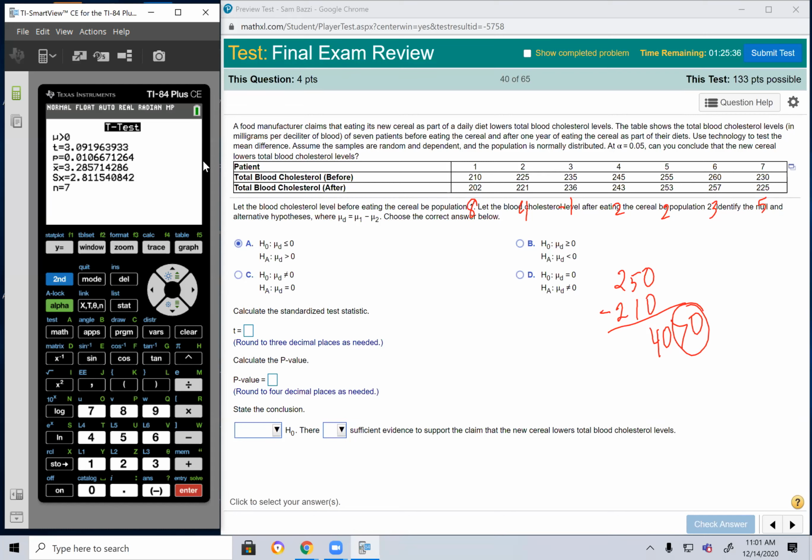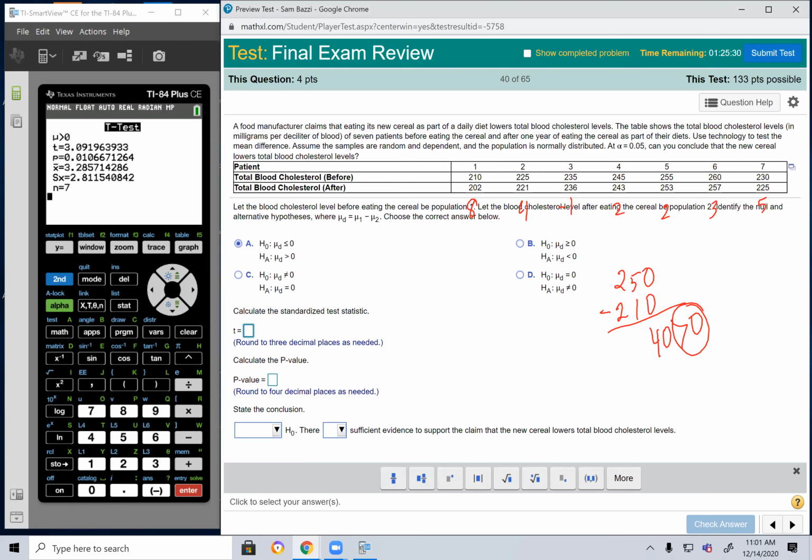So T is 3 point, how many decimal places? 3 decimal places. So 3.092. And the p-value is 0.0107.